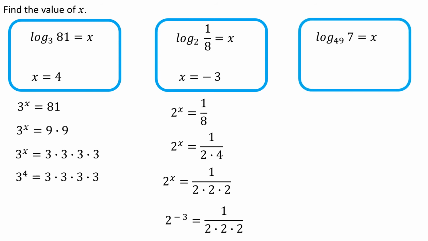Log base 49 of 7 equals x. Okay, so the base is 49. The exponent is x. Somehow I got to come up with a 7. Well, I know 7 is the square root of 49. And of course, square root is the same as the half power. x has to be 1/2.